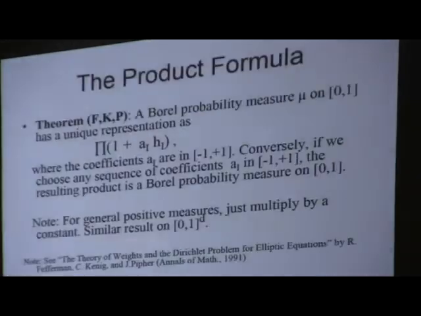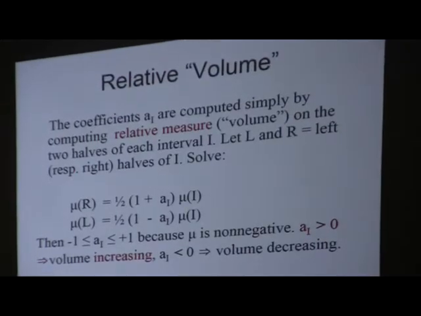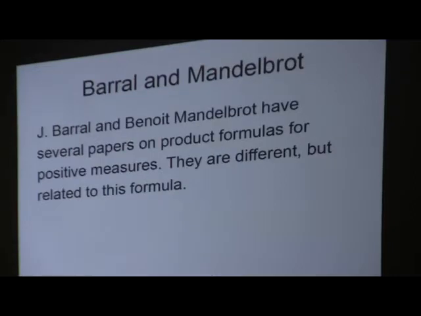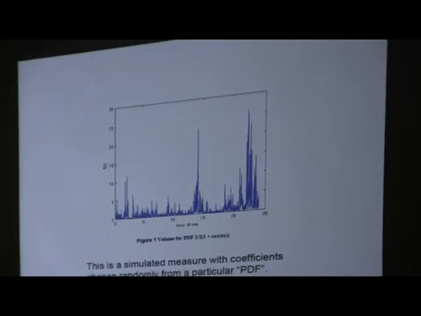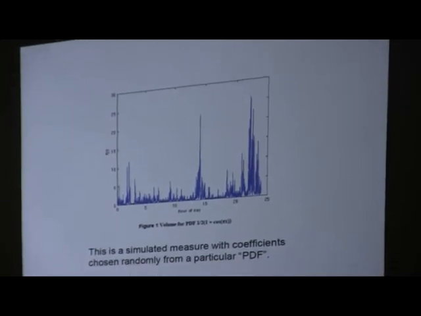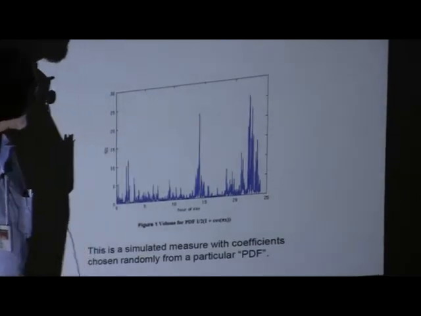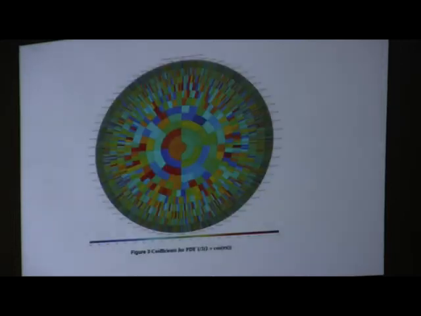Oops, sorry. Here's the product formula again. Here are the Haar functions. Here's the statement about relative volume that I wrote down over there. Okay. That is a bursty signal. Okay, so here what one has done is you've chosen these a_i from a particular probability density function on +1, -1, and you can see this bursty behavior, and you see why the engineers call it bursty.